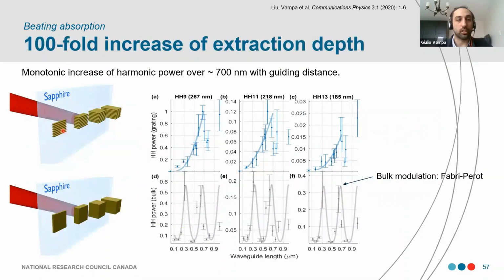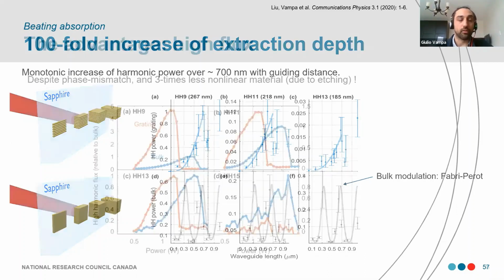Now, if we change the length of the structure, we basically etch them down to different heights. What we see is that for increasing guiding distance, the harmonic power monotonically increases up to about 700 nanometers, which is what you would expect from building up a propagating distance. Now, 700 nanometers is a 100-fold increase of the extraction depth, because the absorption length of bulk silicon is 7 nanometers. So this is our main result. I believe it's kind of a big deal.